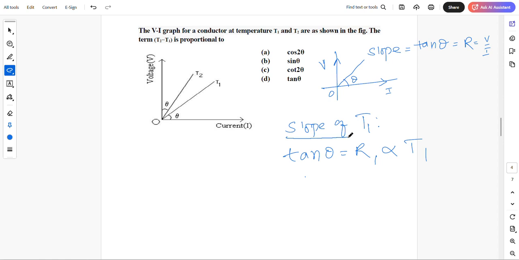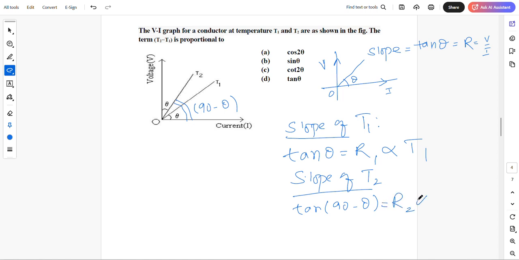What about the slope of T2? What is this angle? How much is this angle? This whole thing is 90 degrees. So this will be 90 minus theta here. Therefore tan of 90 minus theta will be equal to R2, that is proportional to T2.